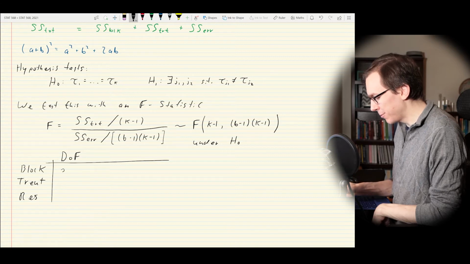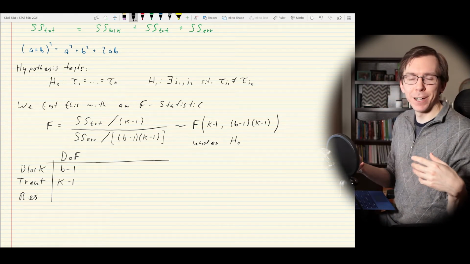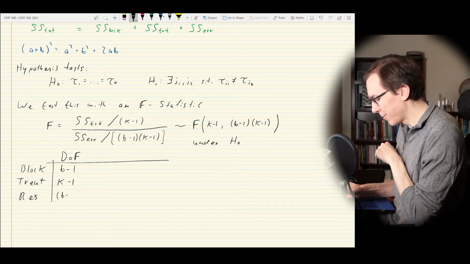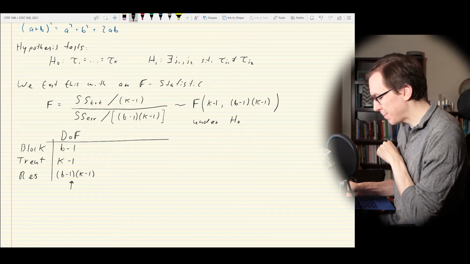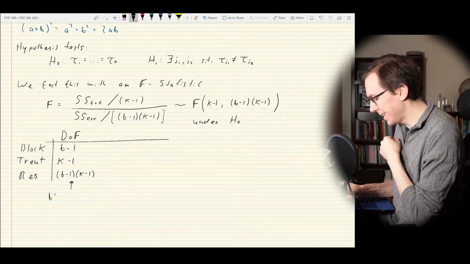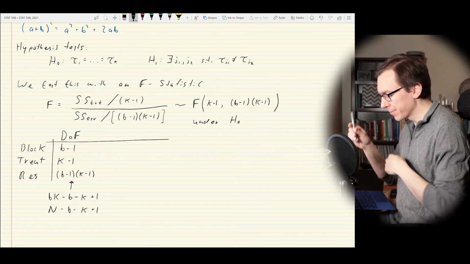Anyway, as I mentioned, for the block, we would end up with b minus 1 degrees of freedom. And for the treatment, we'd get k minus 1. It's the number of factor levels minus 1 coming from the global mean. For the residuals, what we get is something that I wrote out up above, in the F statistic, which looks like this. But where is that coming from? If we expand, it looks nicer when I write it out like that. But when I expand it, what we see is it's actually bk minus b minus k plus 1, or capital N, the sample size, minus b minus k plus 1.